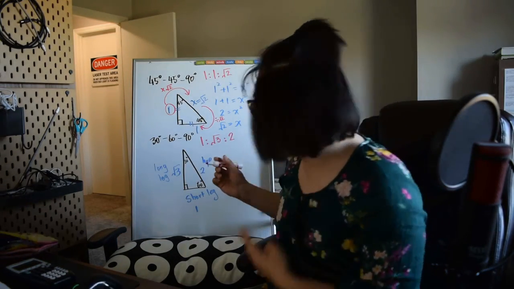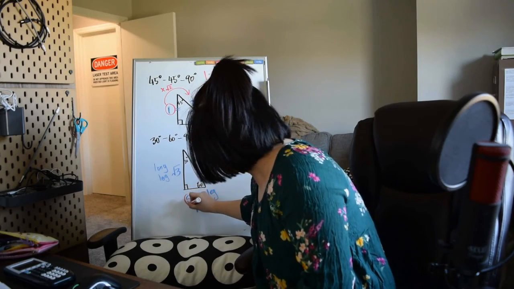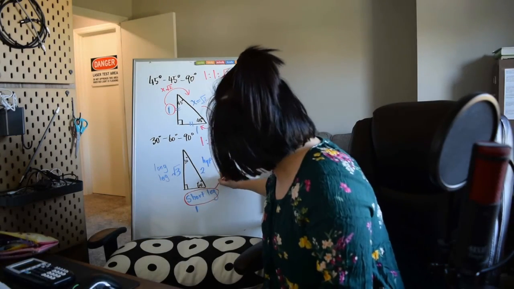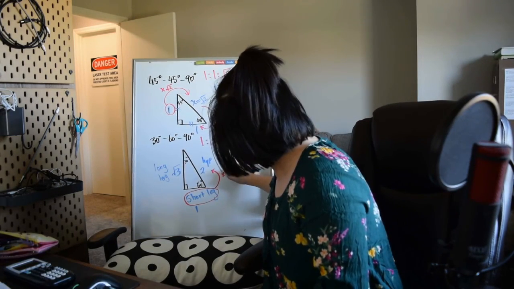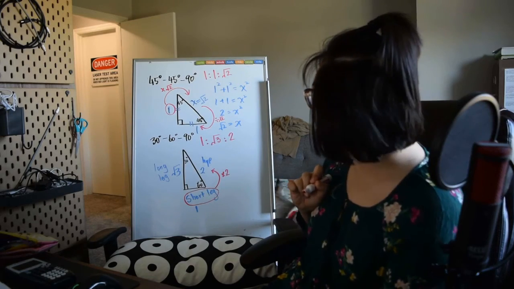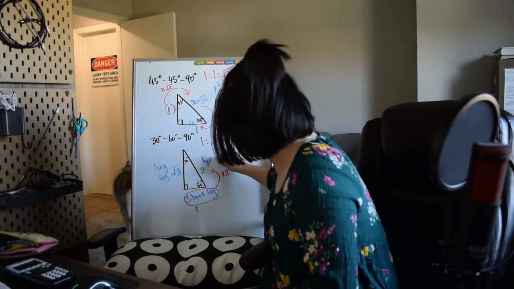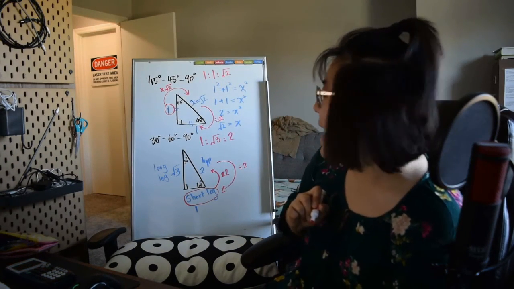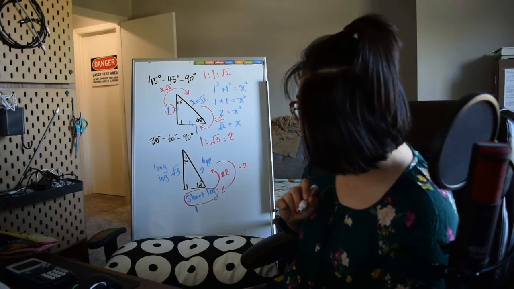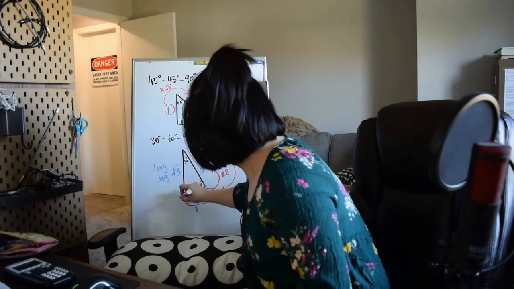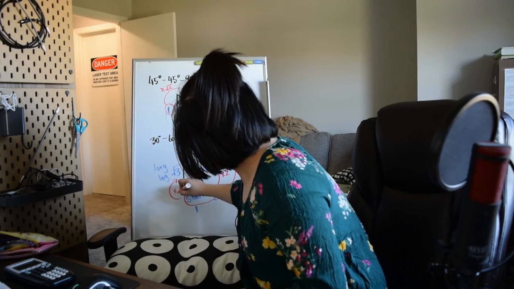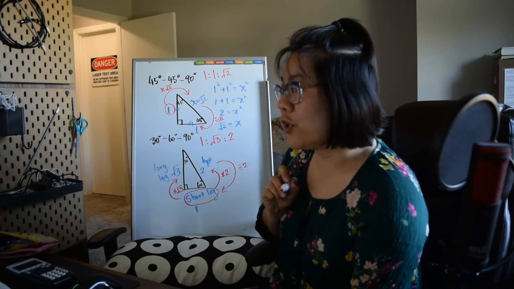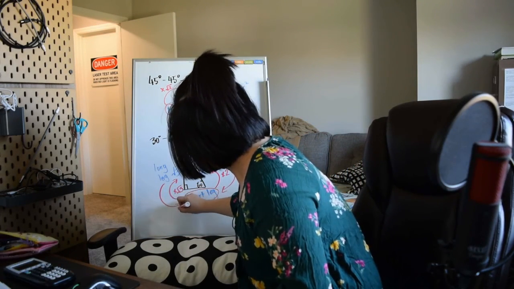Okay, the second one, we are using the same thing. We want to always focus on the short leg. If you know the short leg and want the hypotenuse, you multiply by 2 this time. If you know the hypotenuse and want to figure out the short leg, you divide by 2. If you know the short leg and want the long leg, you multiply by radical 3. If you know the long leg and want the short leg, you divide by radical 3.